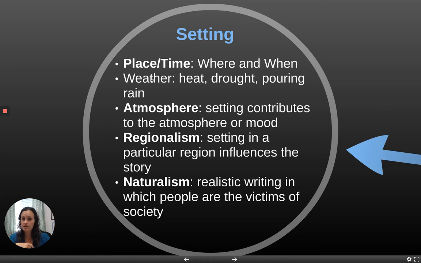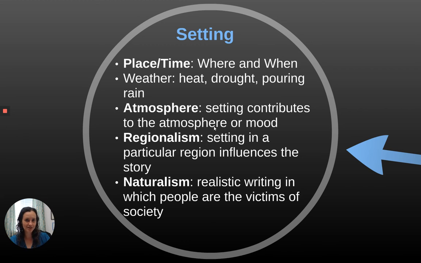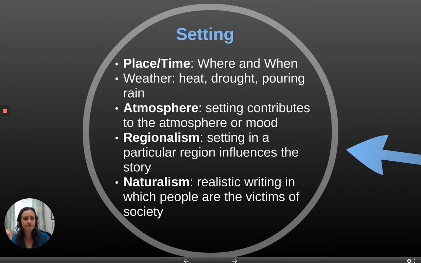Weather is also part of the setting. And one element of setting is the atmosphere. And so setting can contribute to the atmosphere or to the mood. If it's some really creepy setting, then that also contributes to the mood that the reader feels.